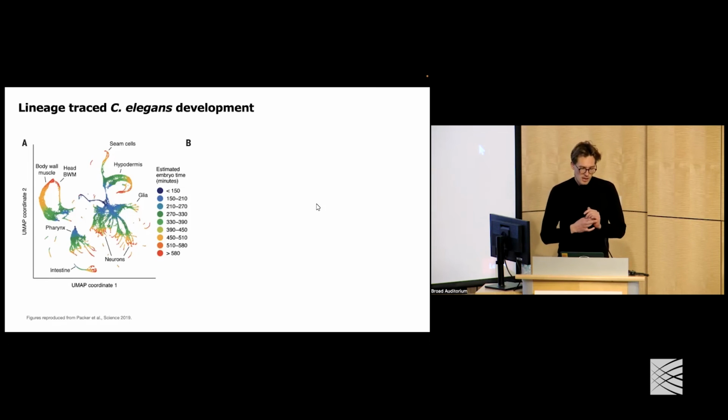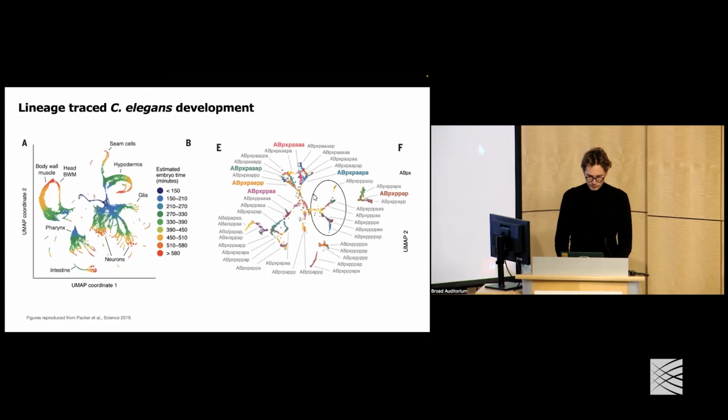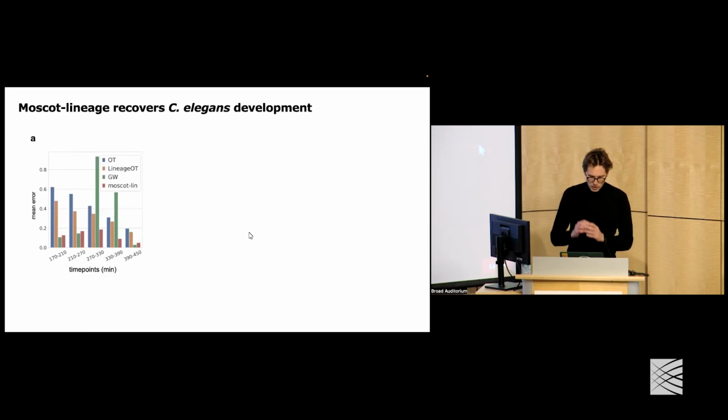Next, we went into an application to real data. This is C. elegans early development, which is a very simple case because here the ground truth lineage tree is known and development is relatively deterministic. So in this experiment, there was no actual experimental lineage tracing done because the ground truth lineage tree is known. So cells were just assigned based on their transcriptome to ground truth, more or less known locations in this lineage tree. We compared moscot-lineage against a few different other methods across the different time points.